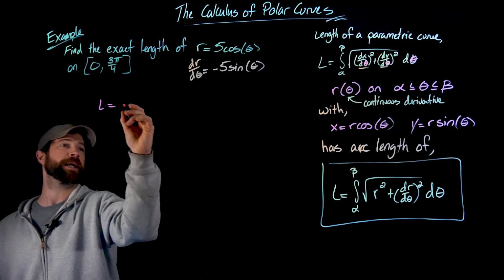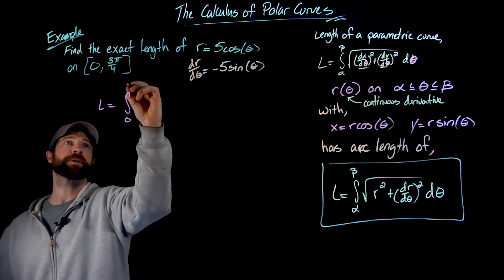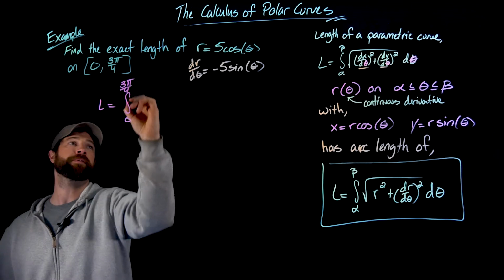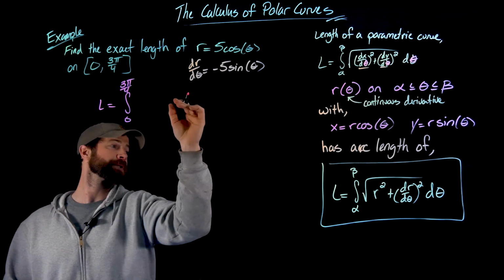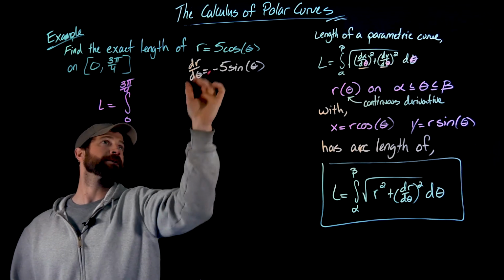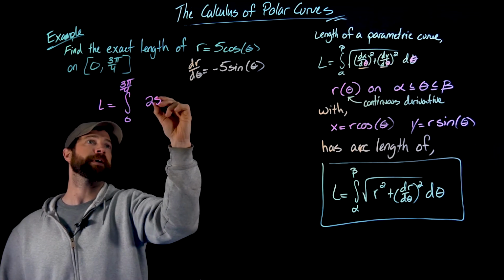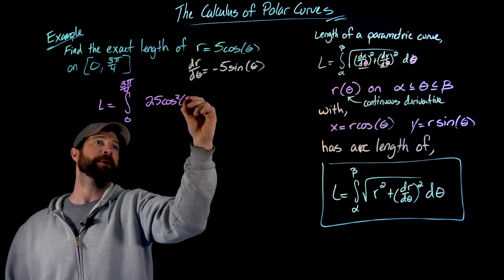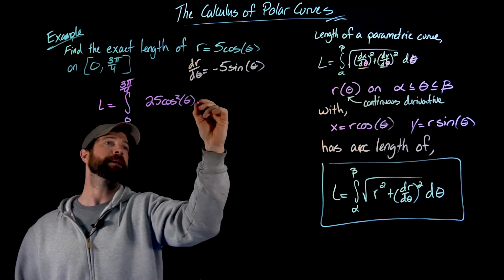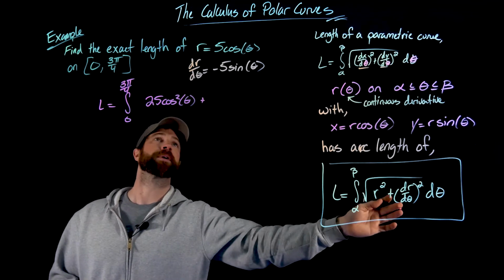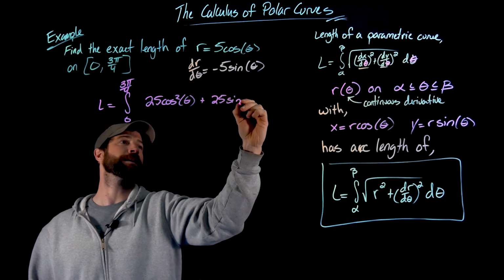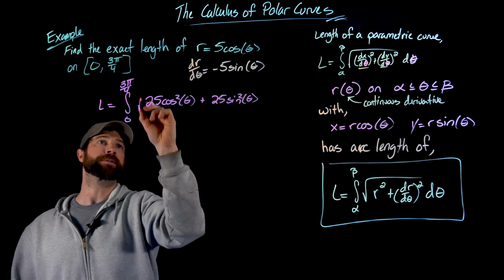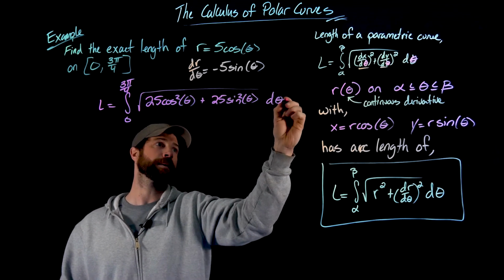So in this case, the length is going to be from 0 to 3 pi over 4 of the square root of these things squared, and I'm just going to square them when I plug them in here. So r squared is 25 cosine squared of theta, and then plus the derivative squared. That's 25 sine squared of theta. Square root of all that, d theta.